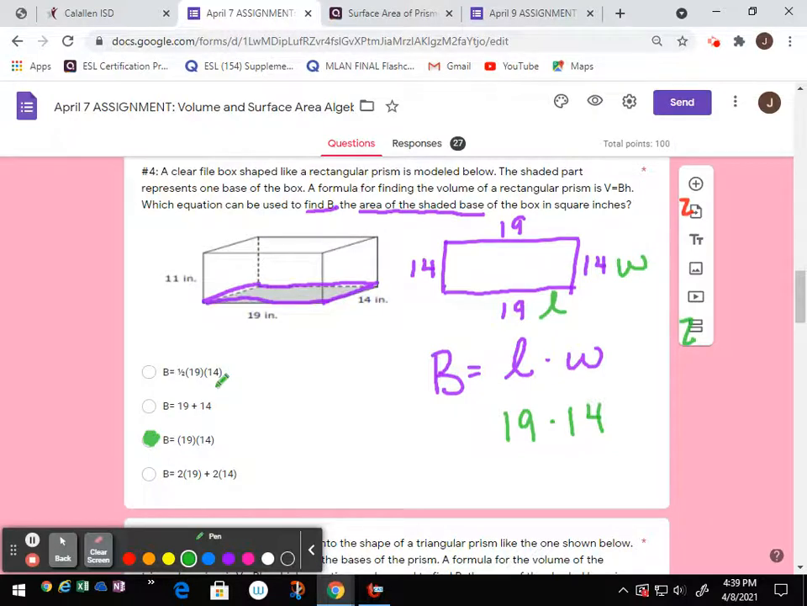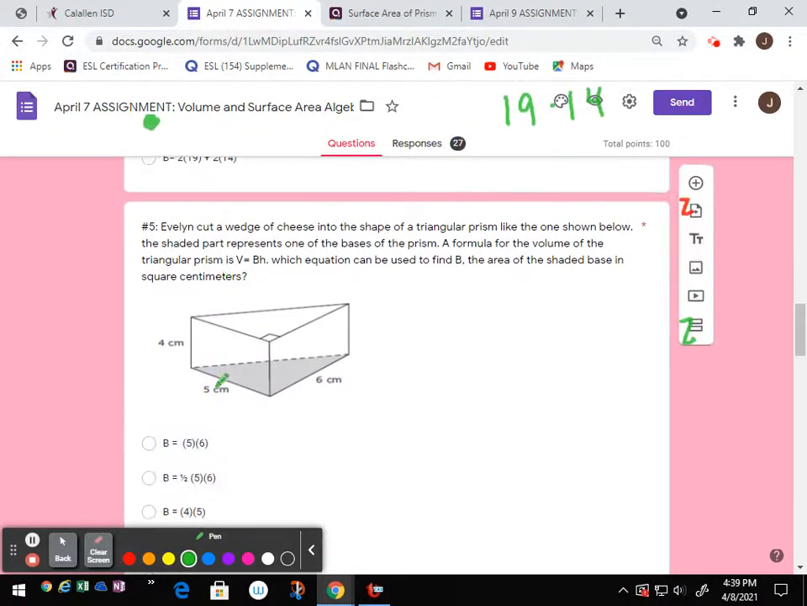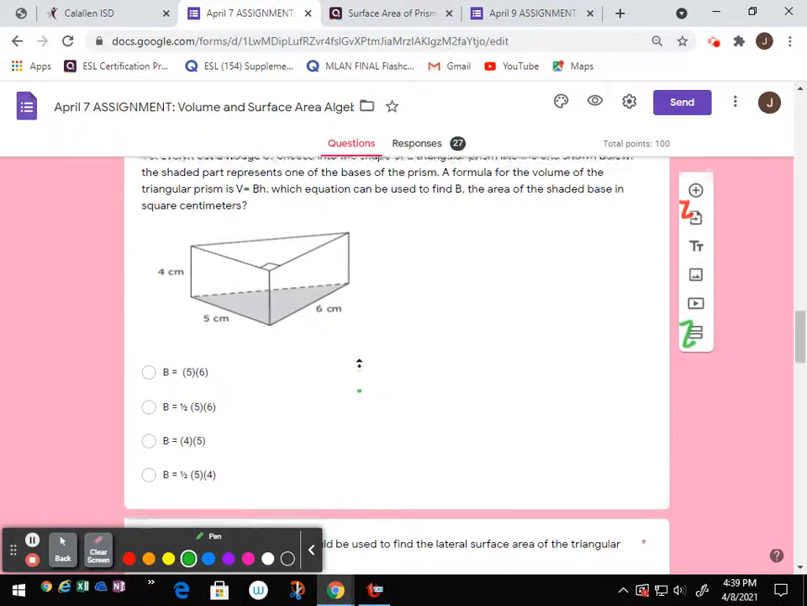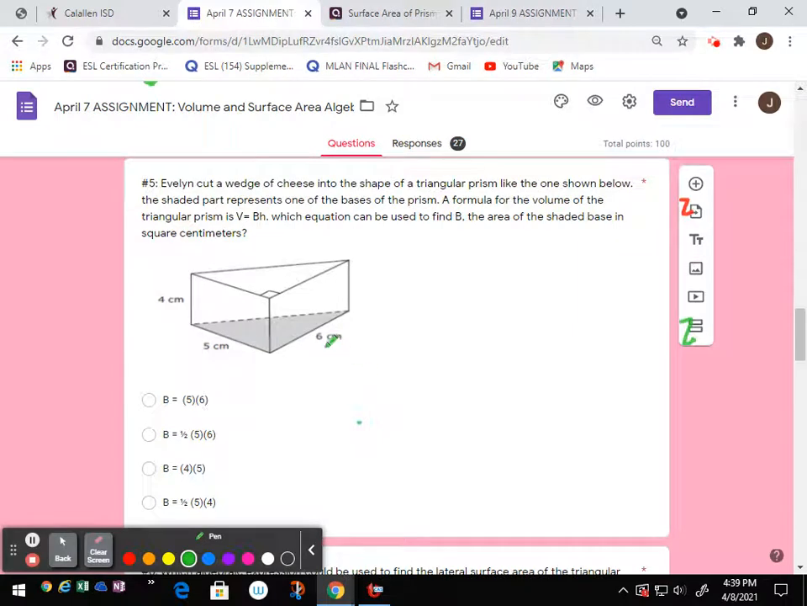Okay, moving on to question 5. Number 5 says Evelyn cut a wedge of cheese into a shape of a triangular prism like the one shown below. The shaded part represents one of the bases of the prism. A formula for the volume of the triangular prism, V is equal to big B times H. Which equation can be used to find big B, the area of the shaded base in square centimeters? So again, we're finding big B again. We're finding the area of the base, okay?